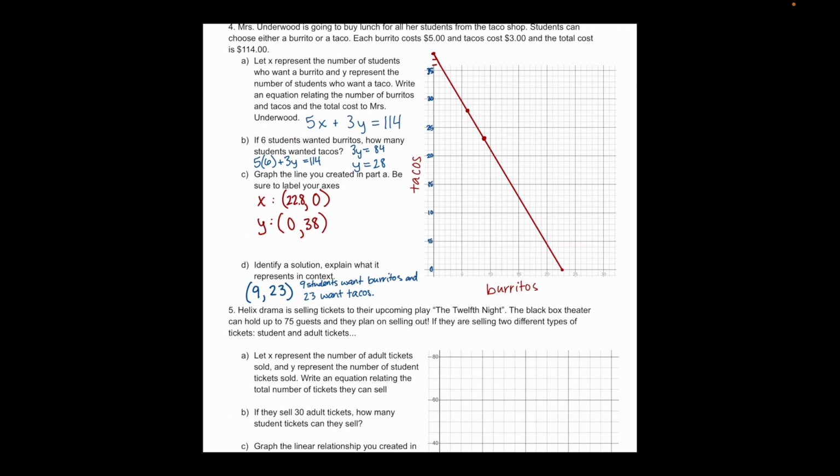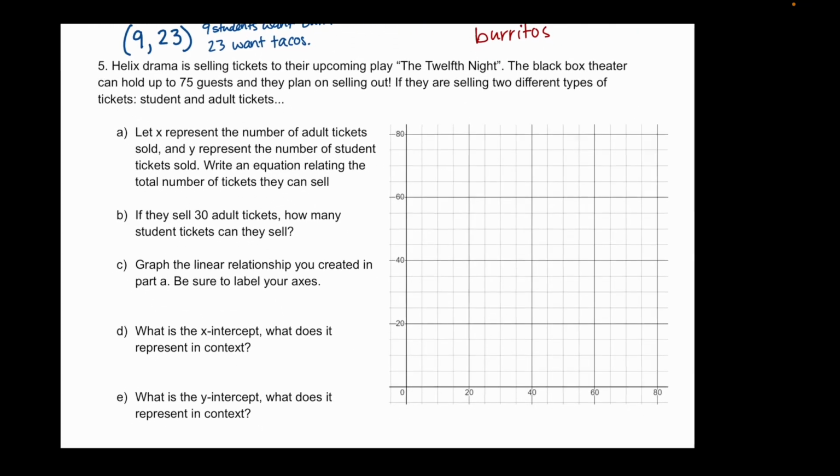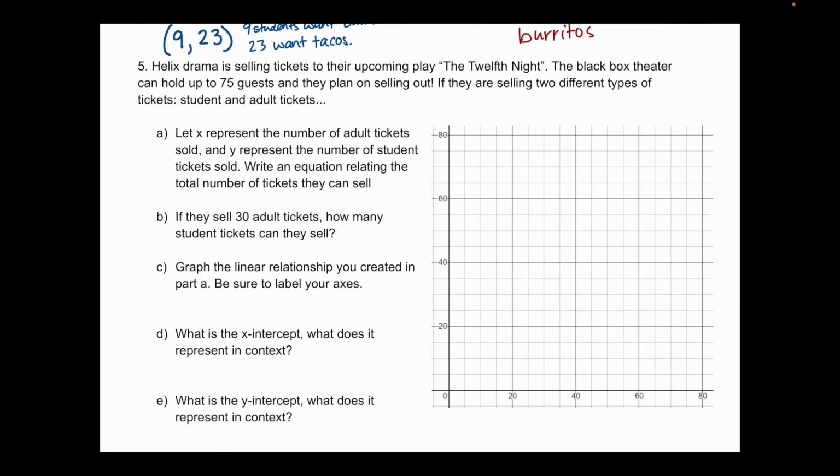And the very last question is going to be here, number 5. Helix drama. This one you actually do have the accurate axis here. So Helix drama is selling tickets to their upcoming play, The Twelfth Night. The Black Box Theater can hold up to 75 guests, and they plan on selling out.